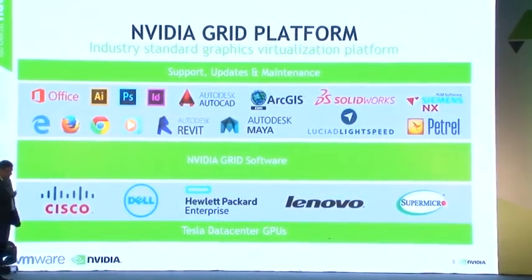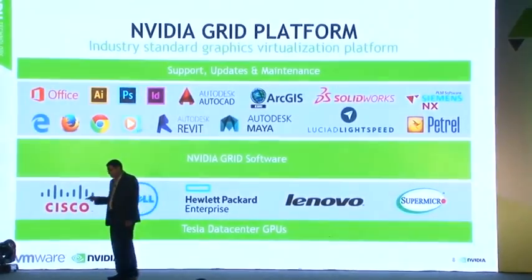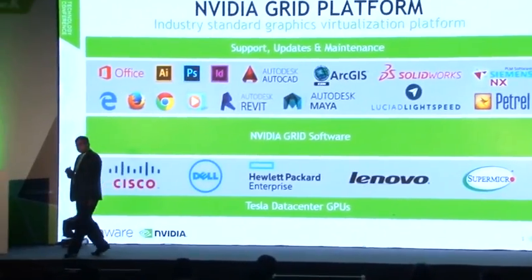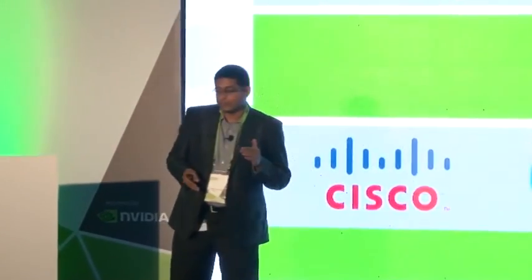So what I mentioned in my previous slide, this is a reference architecture as to how it looks. What you have is Tesla GPUs. On top of it, you have your hardware, which could be of any of the vendors that you will see here, and the grid software to help you achieve any of your graphic intensive operations to be rendered.